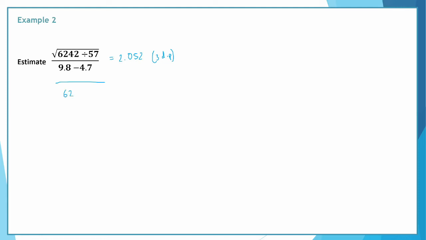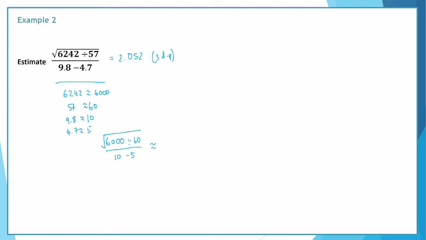So 6,242 becomes 6,000. 57 becomes 60. 9.8 becomes 10. 4.7 becomes 5. Now let's rewrite the sum using these new rounded numbers. Instead of 6,242, we're going to write 6,000 and keep filling it in. So 57 becomes 60, 9.8 becomes 10, 4.7 becomes 5. Of course, we can't forget our square root here. And now we're just going to go ahead and work this out.